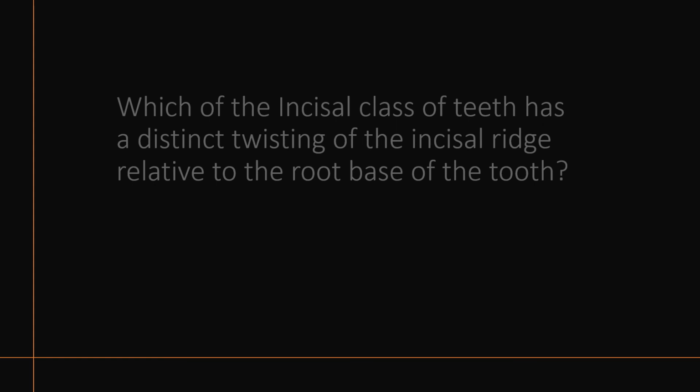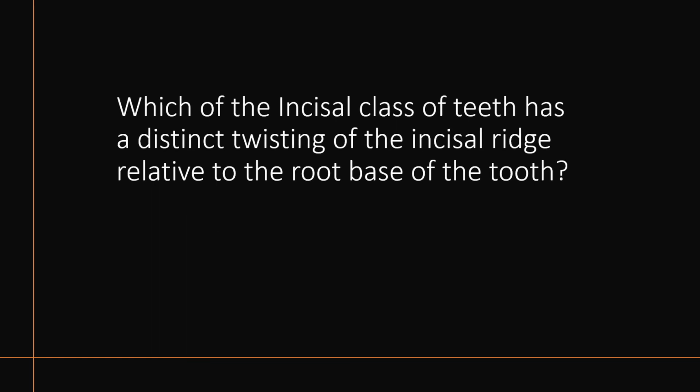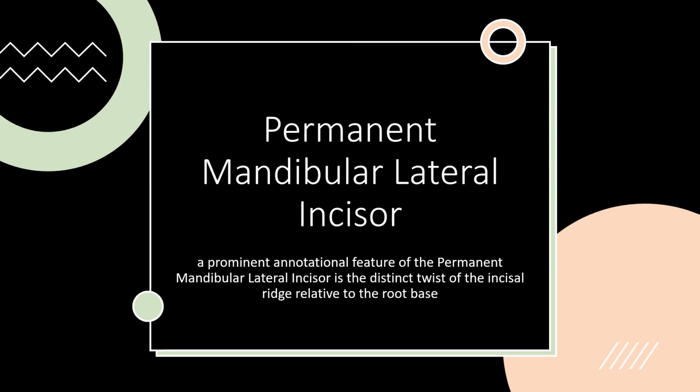So the next question is, which of the incisor class of teeth has a distinct twisting of the incisal ridge relative to the root base of the tooth? This is known as the distolingual twist. The twist is usually found in the permanent mandibular lateral incisor, and this is a feature through which it can be differentiated from all of the other incisors. This feature is present because of the distinct tilt or twist of the incisal ridge relative to the root base.